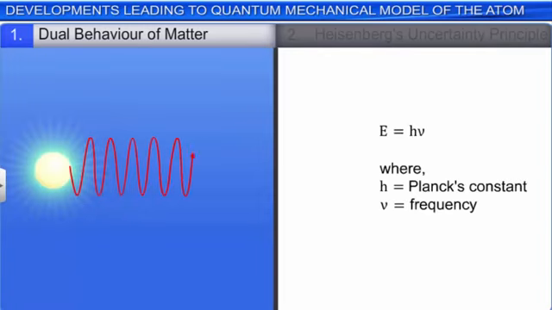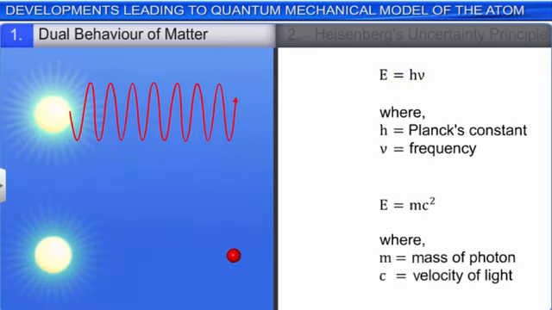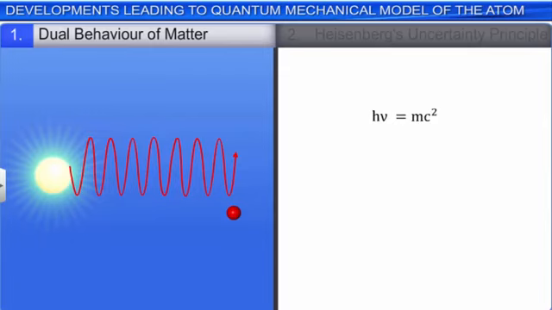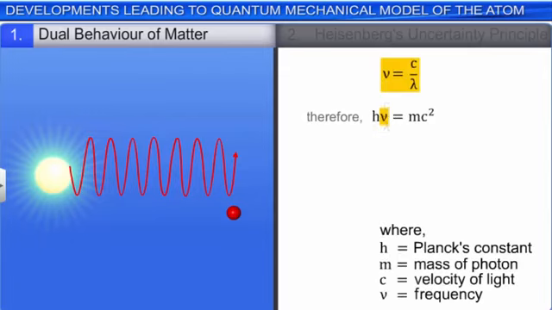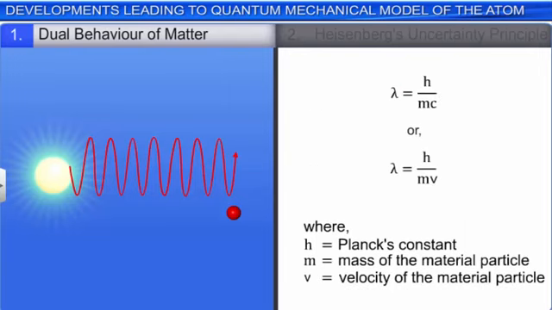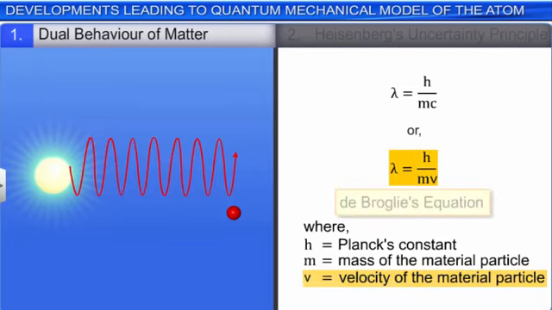A photon displaying wave character has energy equal to h multiplied by nu. A photon having a particle character has energy equal to m multiplied by c raised to the power 2. By combining these two equations and replacing nu with c by lambda, we get lambda is equal to h divided by mc. To generalize the equation for any material particle, c, the velocity of light, is replaced with v, the velocity of the material particle. The resultant equation is called de Broglie's equation.